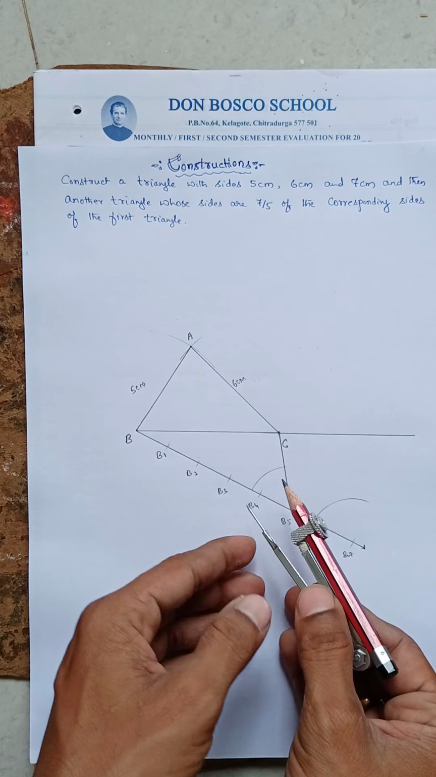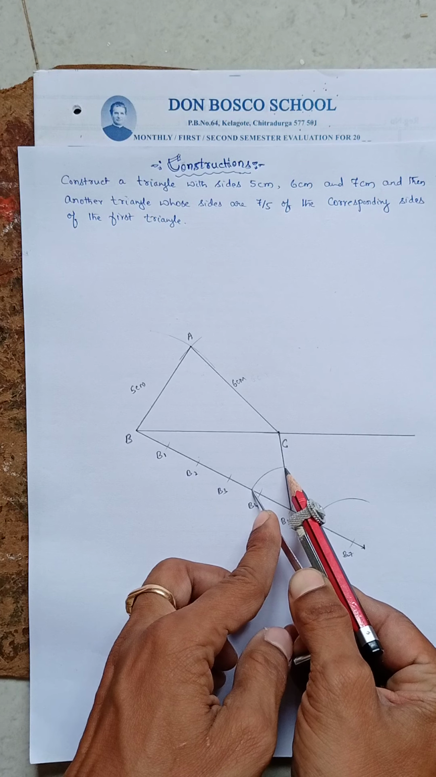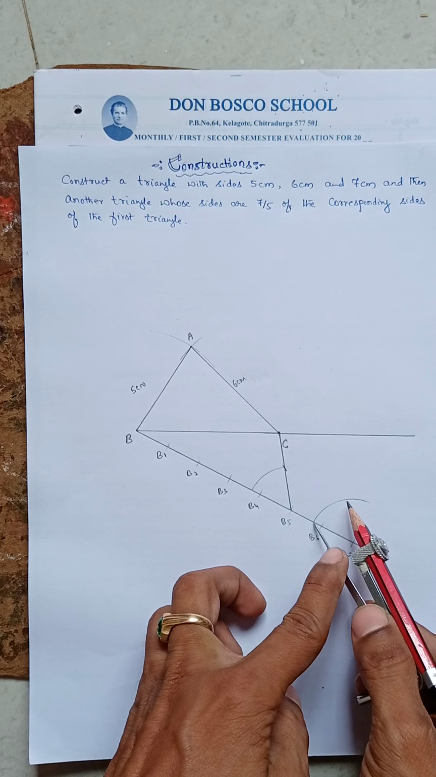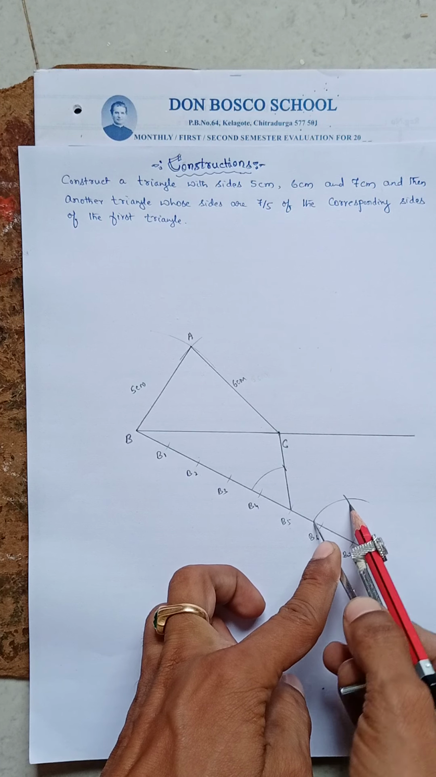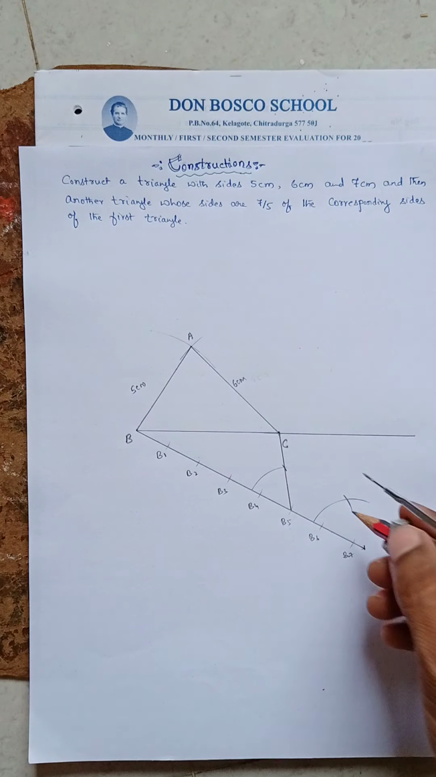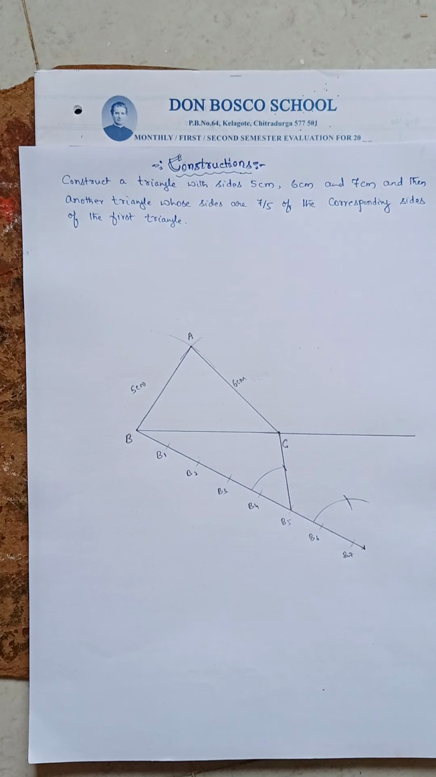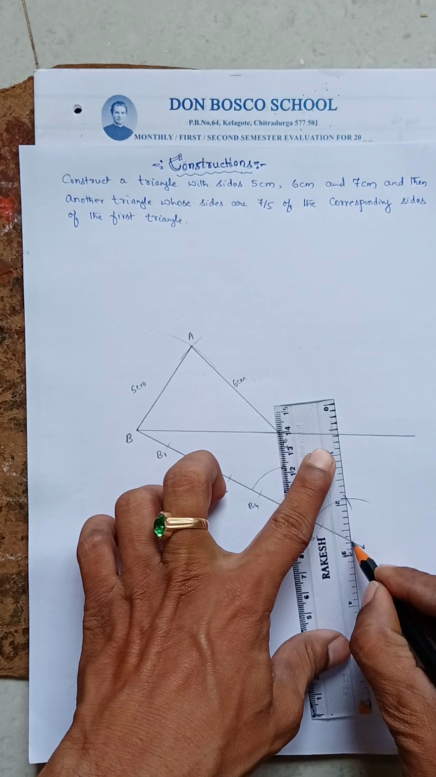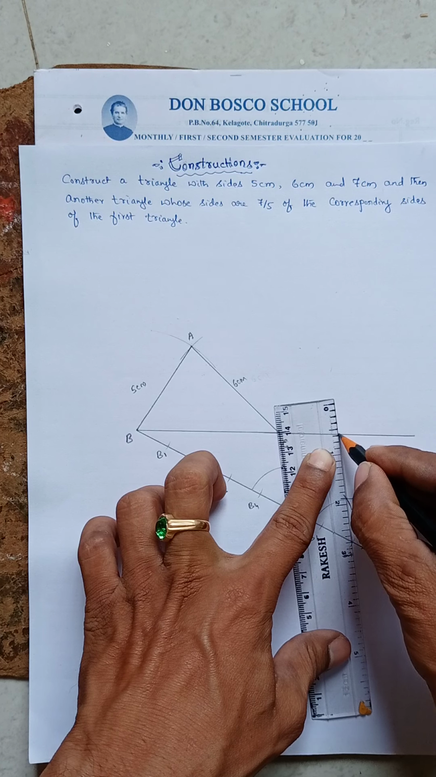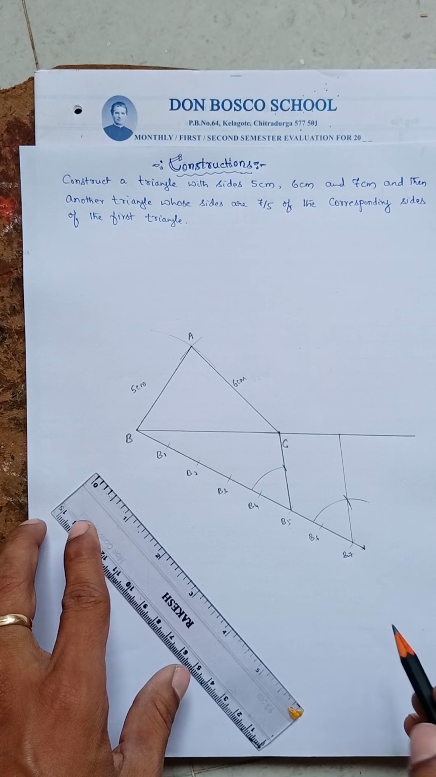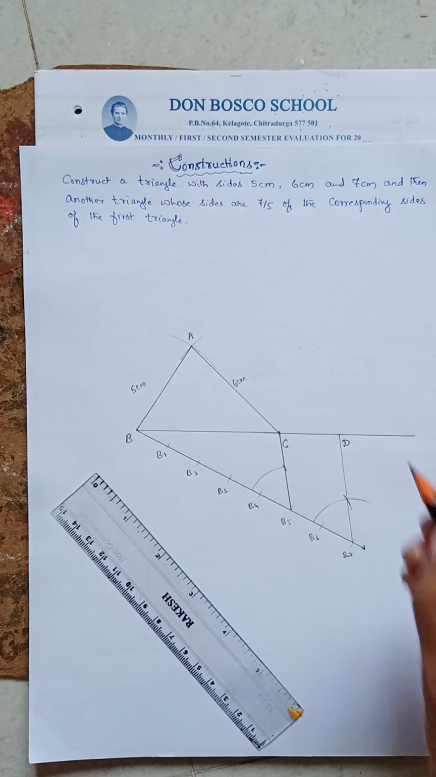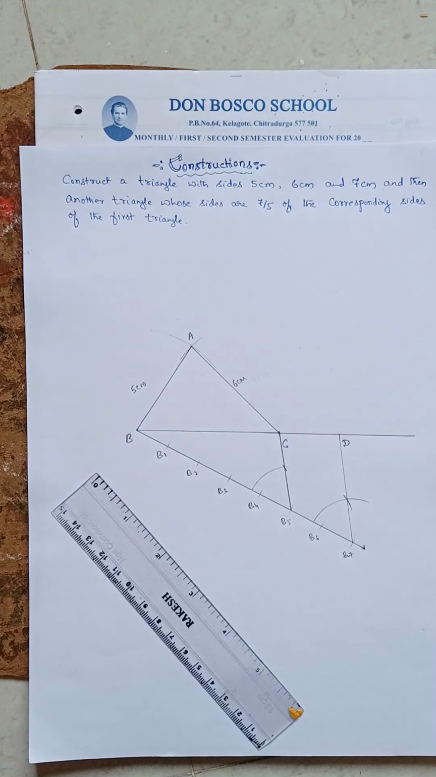Now take the length of this arc here. With the same distance, cut this arc. Now you are getting one point here. Now with B7, through this point, join that point and extend it to line BC. Let me call that D. D is a point on BC now.